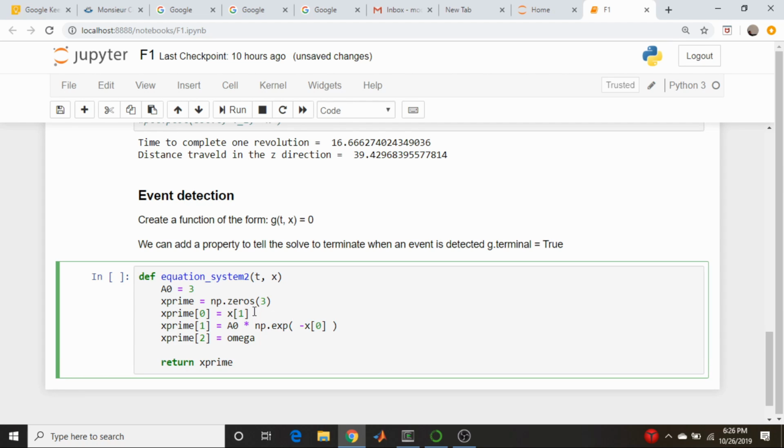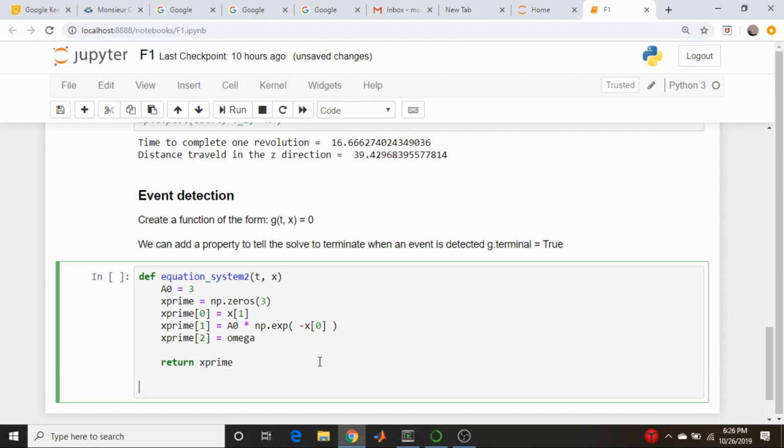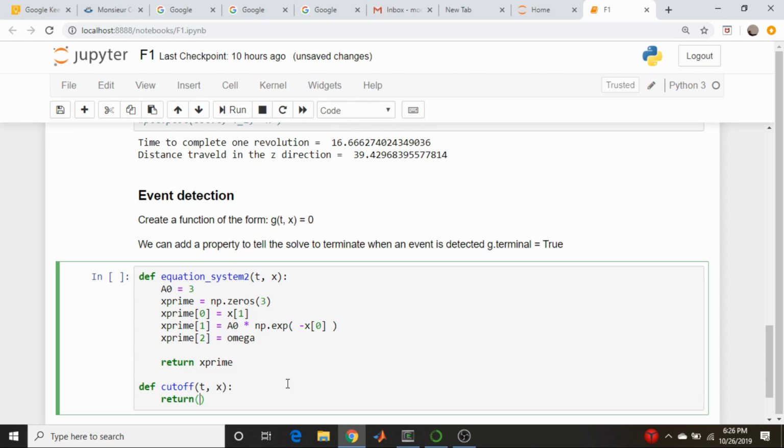So let's set up the solver now. Actually, before going on to setting up the solver, we need to set up our event function. So let's define a function called cutoff that's going to take t and x. And I also need a colon up here, don't I? So we are just going to return some function that is equal to 0. So when this function is 0, our solver cuts off.